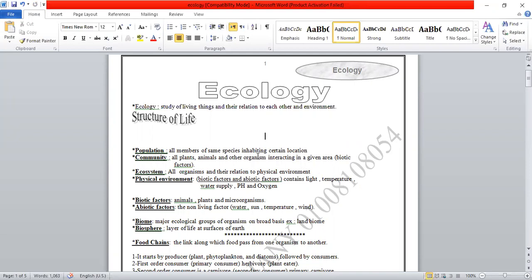What is a population? All members of the same species inhabiting a certain location. Let's take an example, a city like Mansoura. All the dogs that live in Mansoura are called a population. All cats are called a population. All humans are called a population. So a population means individuals of the same kind, individuals of the same species, inhabiting a certain location.